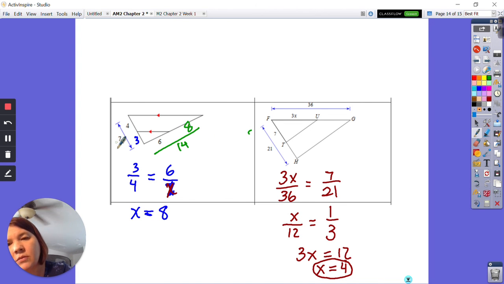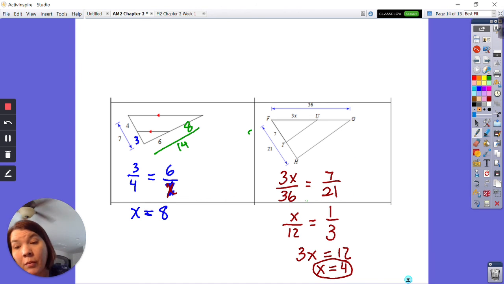All right, and then this one, I went ahead and set them up long. So the 3x over 36, and then 7 over 21. I simplified both of my fractions, so this became x over 12, and this became 1 over 3. And so I knew right away that the numerator was 4, but I went ahead and cross-multiplied, and there I am. Okay, so there you go.